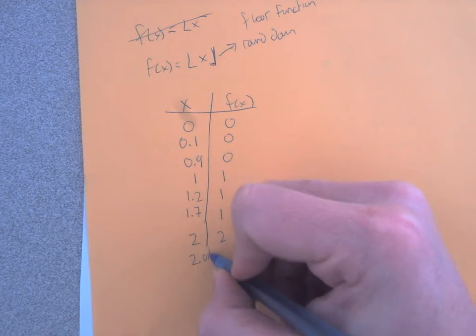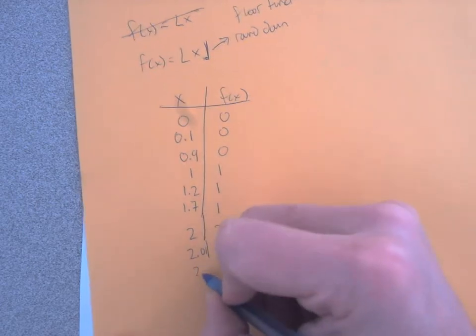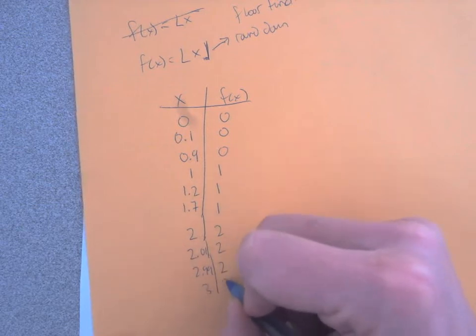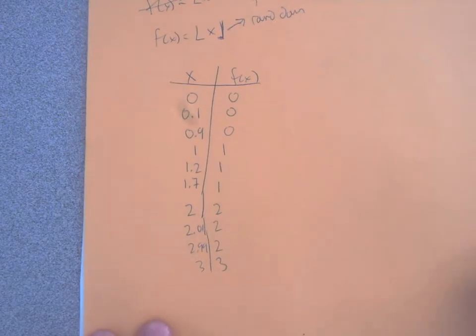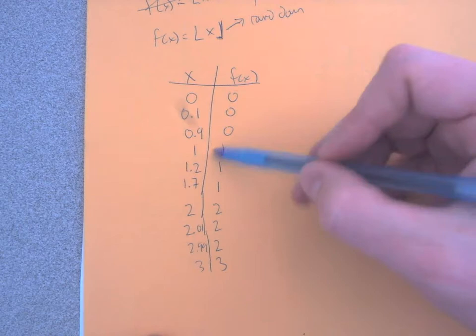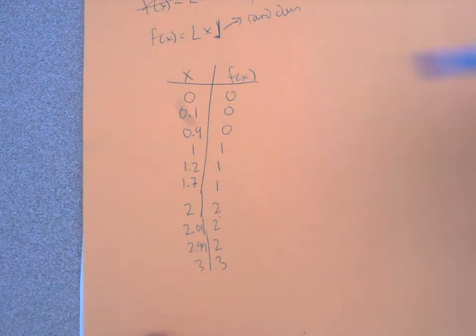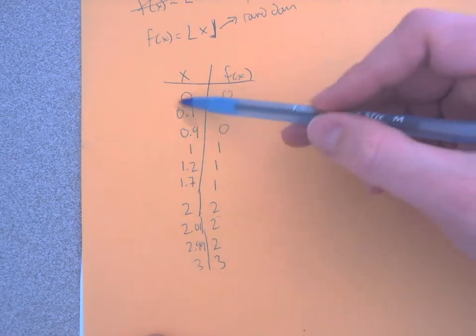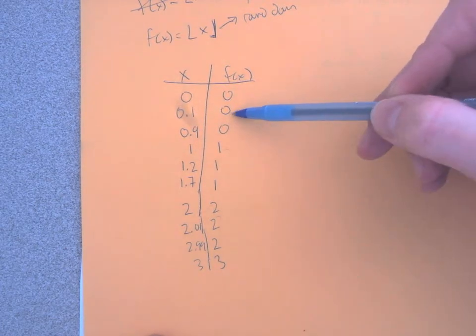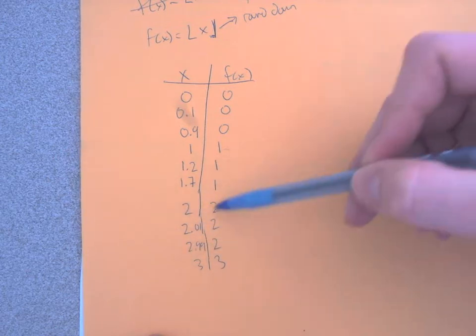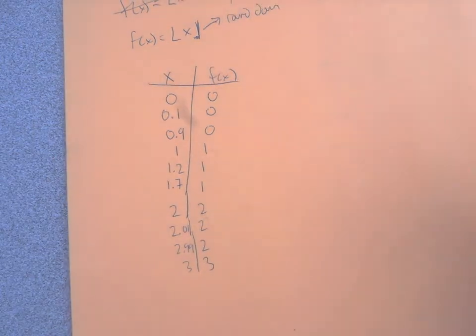2.01, let's say, rounds down to a 2. And 2.99 rounds down to a 2. But as soon as I get to 3, I can stay at 3. So notice I only get out integers, 0, 1, 2, 3, and this always rounds down. And anything between 0 and 1 rounds down to 0. Anything between 1 and 2 rounds down to a 1. Anything between 2 and 3 rounds down to a 2. Let's see what that looks like graphically.